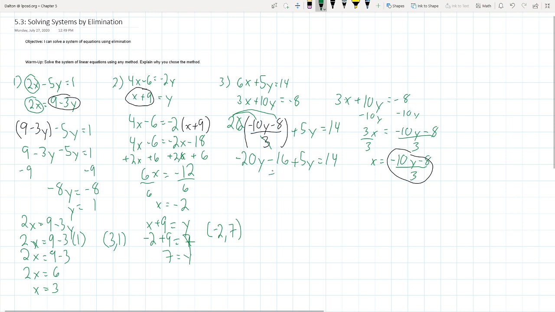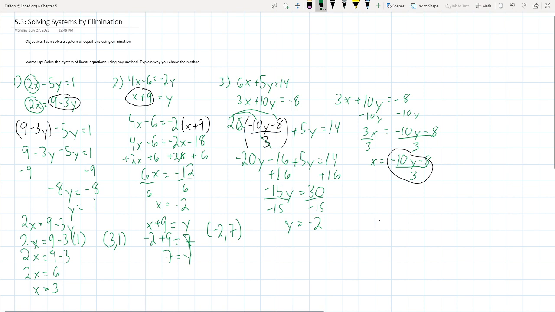Combine like terms, and I'm also going to add 16 at the same time. Negative 20y plus 5y is negative 15y. 14 plus 16 is 30. Divide by negative 15. Divide by negative 15. And you get that y equals negative 2.